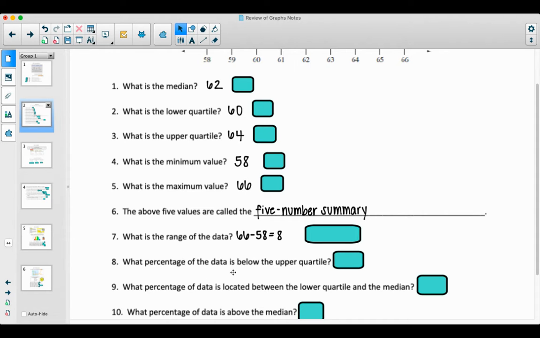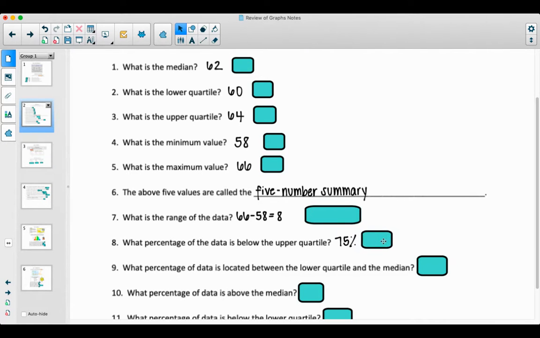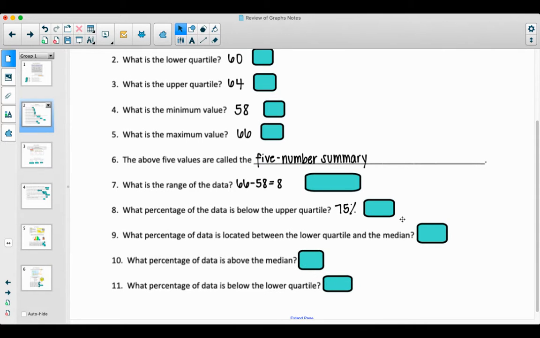What percentage of the data is below the upper quartile? So below the upper quartile, 25, 25, 25. Hopefully we got an answer of 75%. What percentage of the data is located between the lower quartile and the median? So between the lower quartile and the median, just one spot of the data. So that'd be 25%.